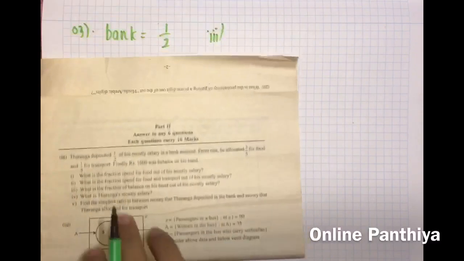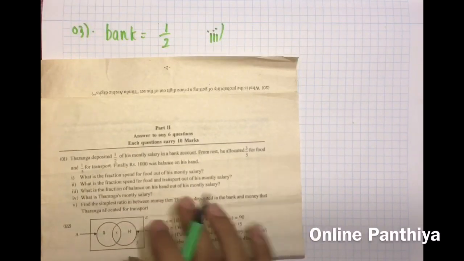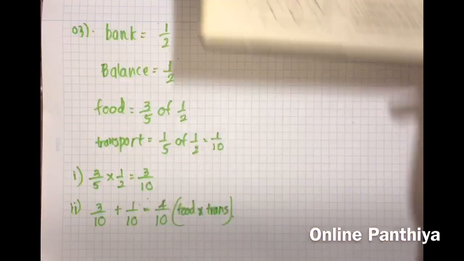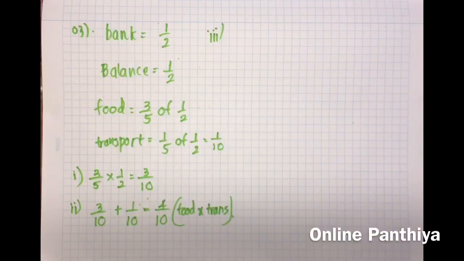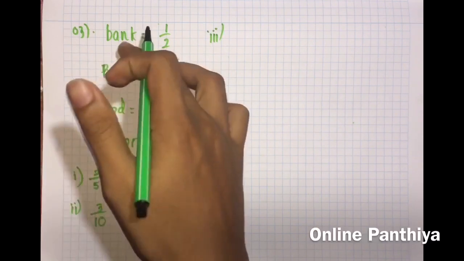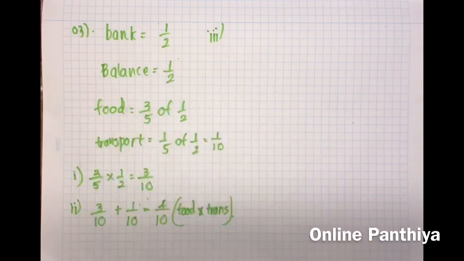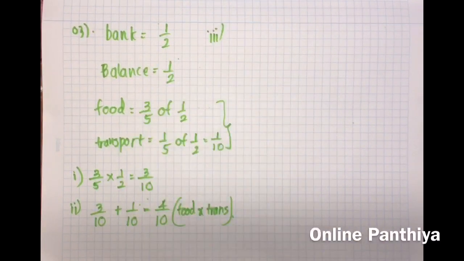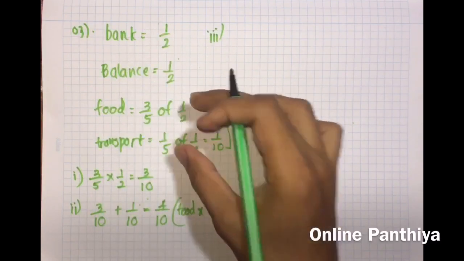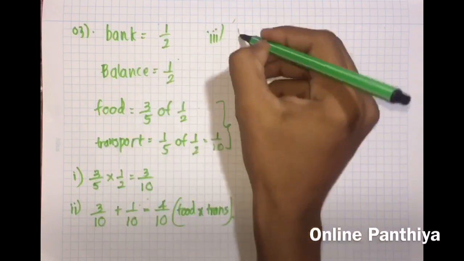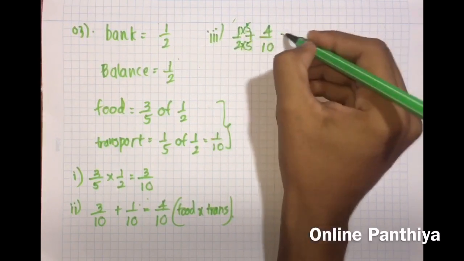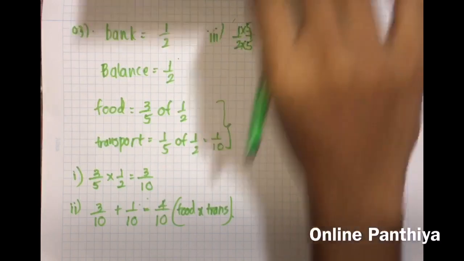What are they saying here? What is the fraction of balance in his hand out of his monthly salary? Now you have to find the balance. How do you find it? If you consider all the expenses, you have to take the amount that is spent for the bank and then food and transport. You have to add all. Since these two are added and you have 4/10, with this answer I'll add the amount deposited in the bank, that is equal to half. Is that clear? You have to add all these three. So half plus 4/10. I make it 5, I'll multiply by 5, that is going to give you 9/10. Okay, this is the total.